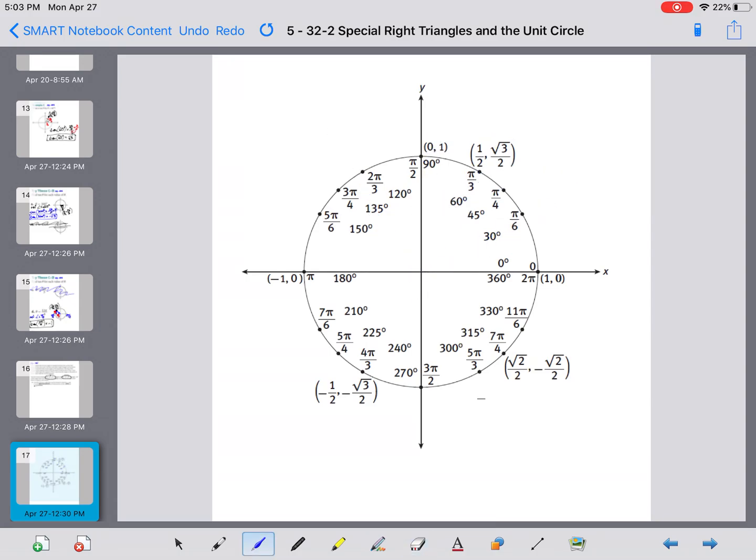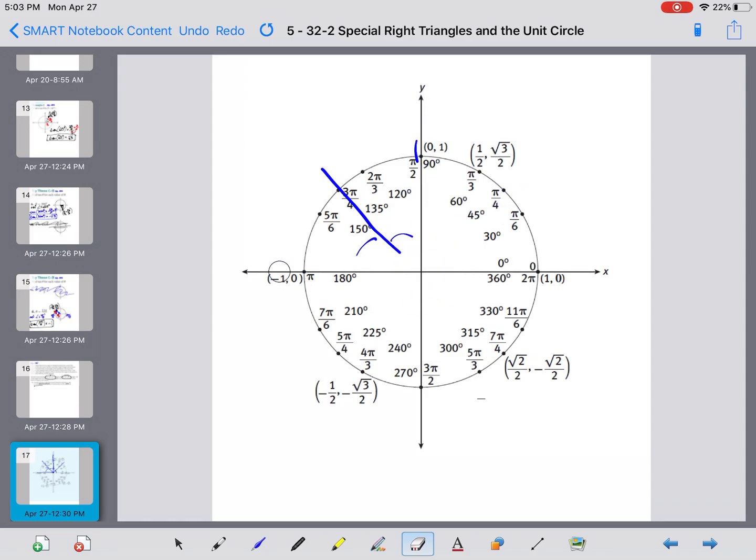The pi over 4 angle, the 45 degree angle, does the same. So let's do 45 first. It starts at 45, that's 45 degrees. 45 plus 45 is 90, right? Plus another 45 is 135. Plus another 45 is 180. So that's why the 45s bring you around to 180.